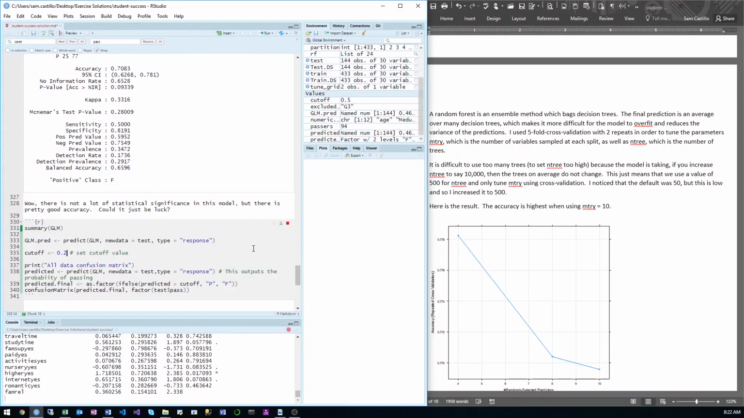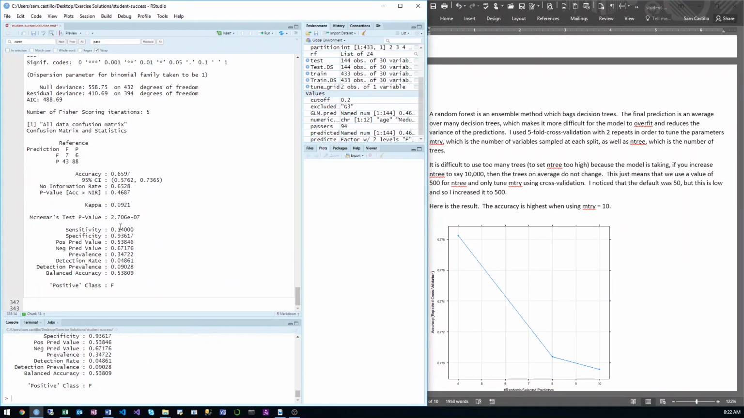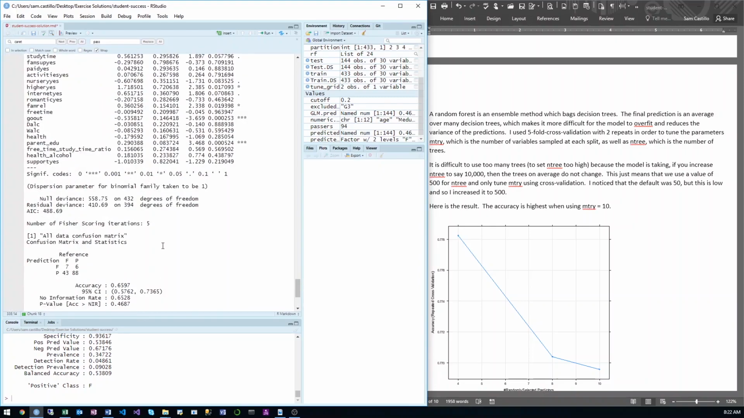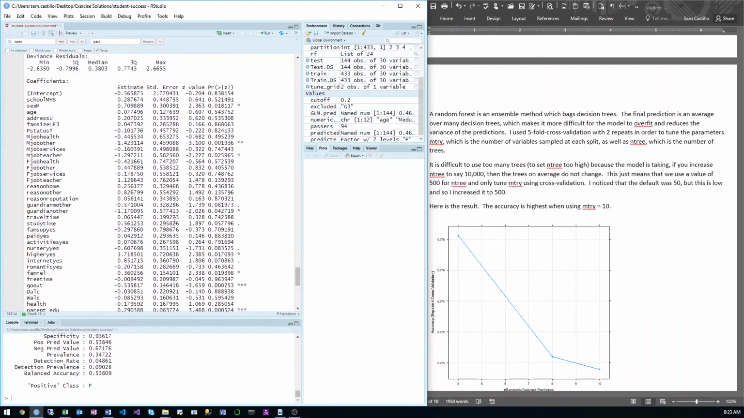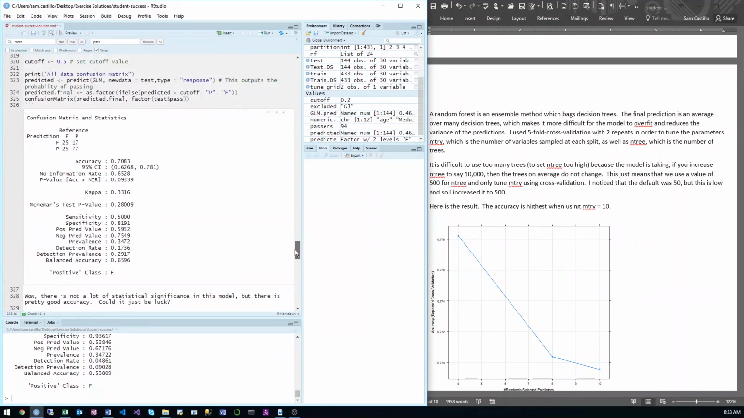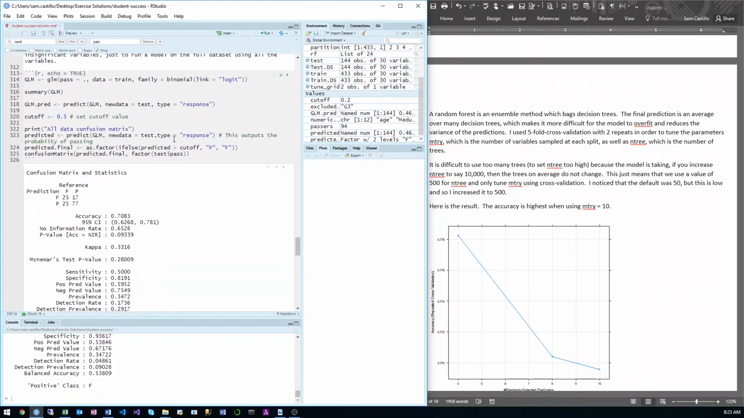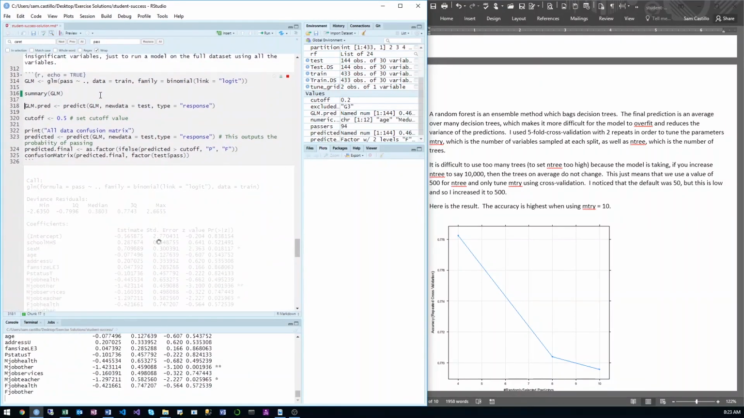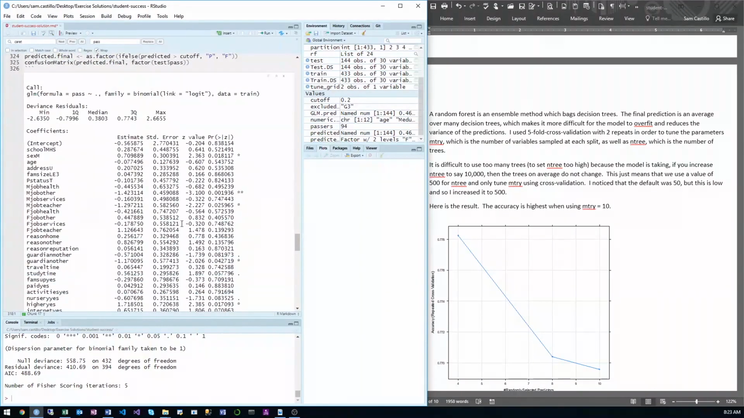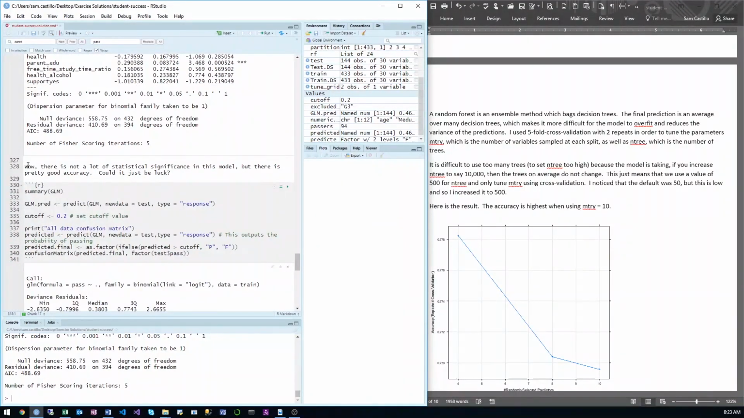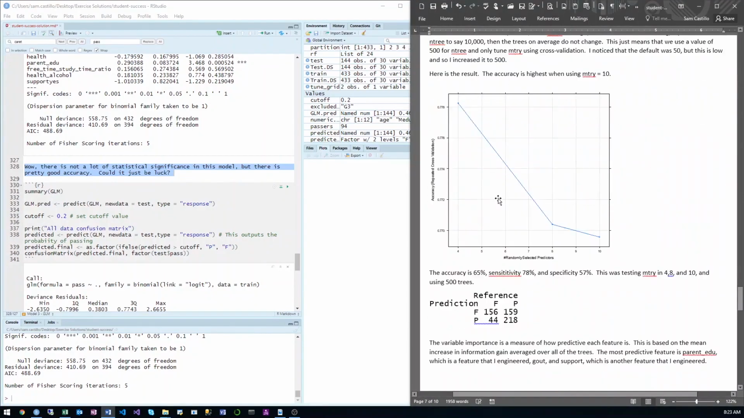Let's look again at the confusion matrix. Okay, sensitivity is 14%. Specificity is 93%. Okay, so this is an interesting result. So the first remark is that a lot of the variables are not statistically significant. And that's what they say here. Wow, there's not a lot of statistical significance.